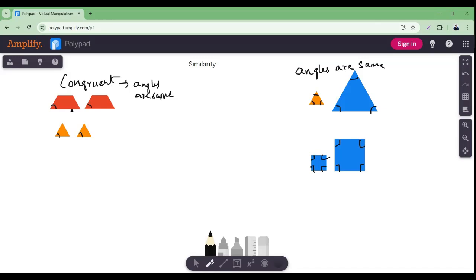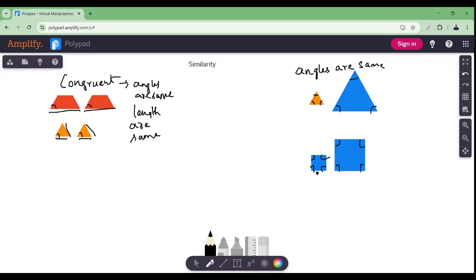Now, along with this, what happens in our congruent shapes is that the side lengths are also the same. This length and this length are the same. This length and this length are the same. So the lengths are also the same. But here, the problem is this length is not equal to this length. It's not equal. So what to do?